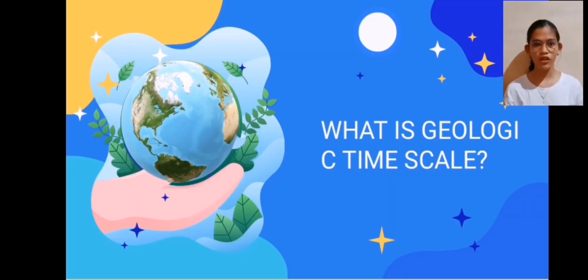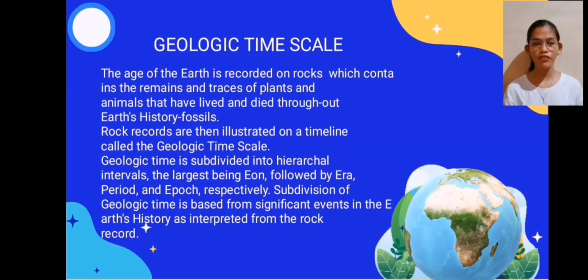What is the geologic time scale? The age of the Earth is recorded on rocks which contain the remains and traces of plants and animals, which are commonly called fossils. Rock records are then illustrated on a timeline that is called the geologic time scale. This time scale is divided into era, period, and epoch respectively. The subdivision of the geologic time scale is based on significant events in Earth history as interpreted from the rock record.